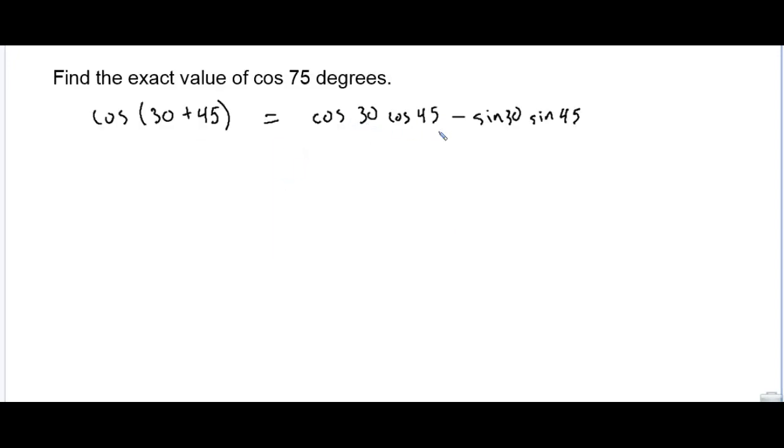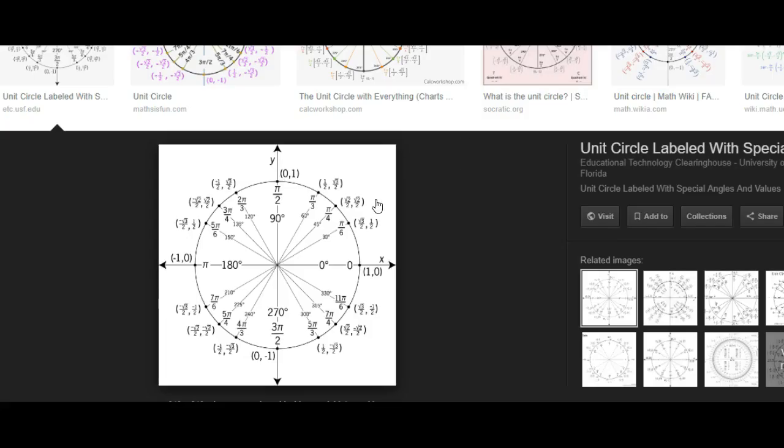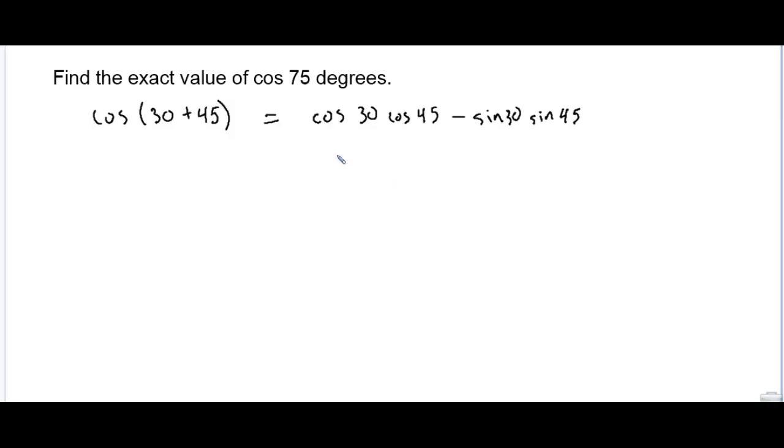Okay, so now let's find cosine of 30 and cosine of 45. So we have cosine 30 is square root of 3 over 2, and cosine 45 is square root of 2 over 2. And then sine of 30 should be 1/2, and sine 45 should be square root 2 over 2. And if we subtract them, we get this. And then we can go through and multiply these together. Since it's multiplying, it should be square root of 6 over 4 minus square root 2 over 4.